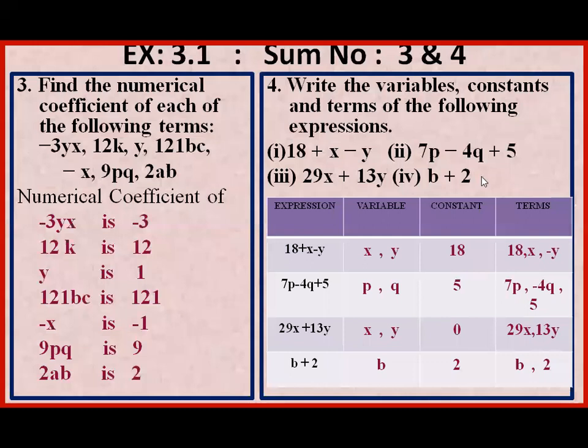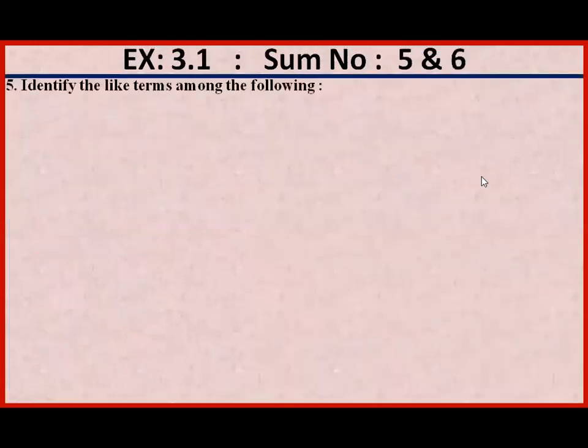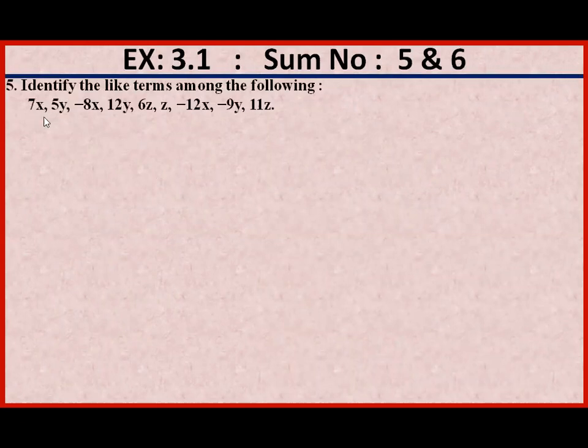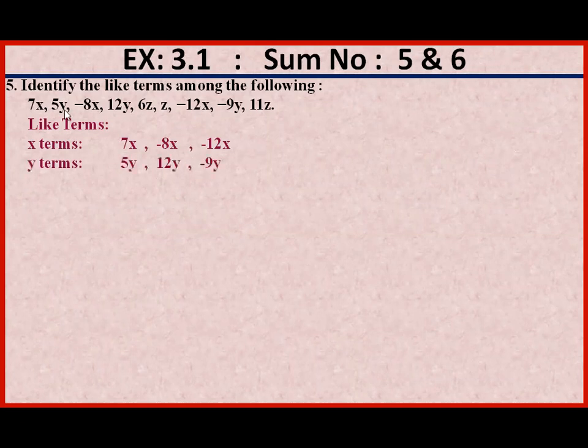Now we'll move on to sum number 5. Identify the like terms among the following. What are the like terms which are given here? 7x, minus 8x, minus 12x are like terms. When you take the y terms, 5y, 12y, minus 9y. And when we take the z terms, it is 6z, z, and 11z.